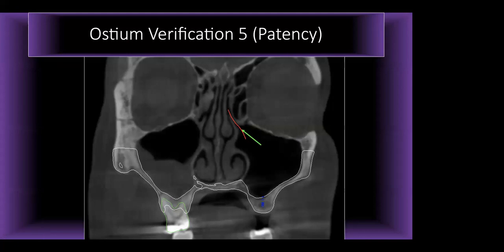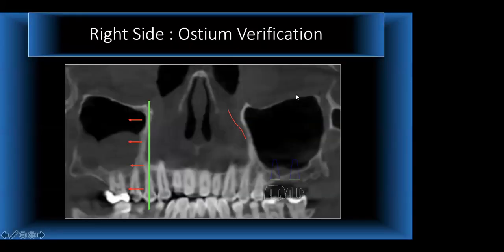Every time you click, it's most likely 1 millimeter. So get away from what we learned in dental school of looking at one image. When you look at sinus pathology and sinus patency, you have to look at multiple views. So that is the actual left side. Now let's go to the actual right side.